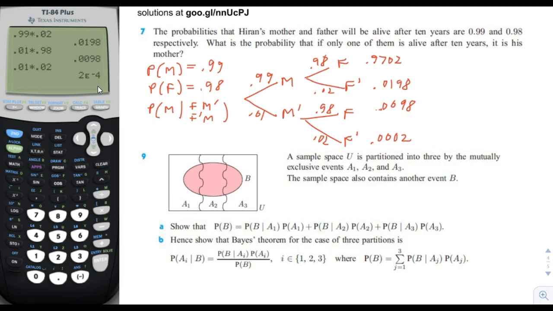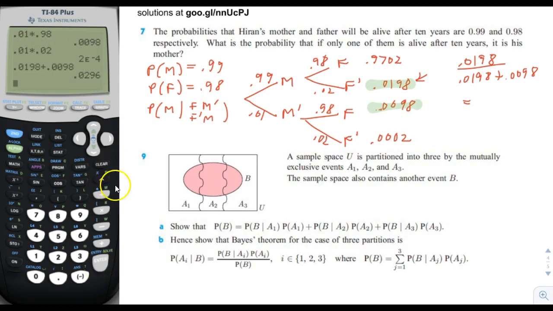one of them is alive? So one of them is alive, that would be this case, and it would be this case. So basically we would have the case that the mother is alive, which is 0.0198, divided by both added together, which would be 0.0198 plus 0.0098, which is the two added together.